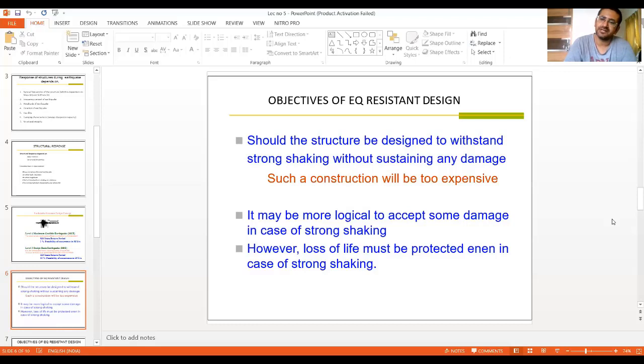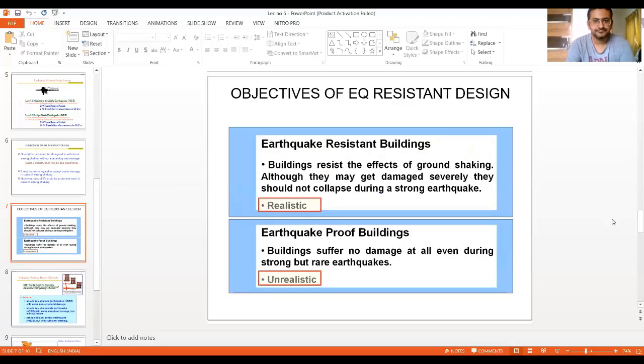Right? So the basic objective based on which the IS 1893 design philosophy is developed is that under no circumstances should the structure collapse. That is what the design philosophy of IS 1893 is. It should allow the time for the people to move out from the place, and the total collapse of the building should not be there. Damage is accepted, non-structural is accepted, structural is accepted, but total damage is not accepted. Right? So earthquake resistant buildings.